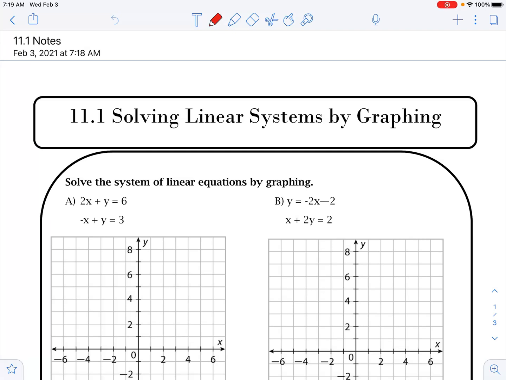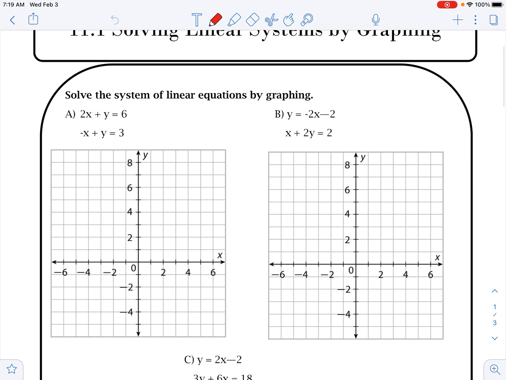Well, students, we're going to go over 11.1, and that is going to be solving by graphing. So what we want to do is graph these two equations and see where they cross. Where they cross is going to be the solution. You will need to grab some type of straight edge. It could be a pen, a piece of paper, or a ruler, and then we'll go ahead and graph it.